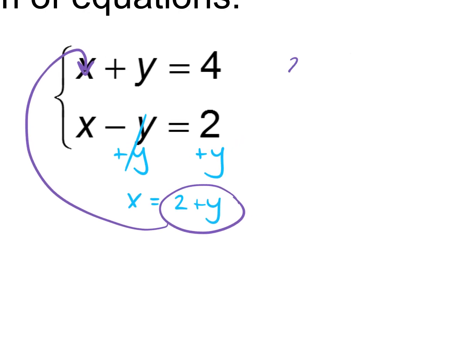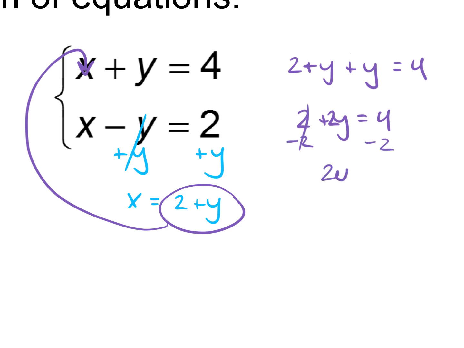So here we have 2 plus y is equal to 4. I thought that you multiply with. So 2 plus 2y is equal to 4. What would we do next to solve? Subtract 2. 2y is equal to 2. Lastly, divide by 2, so y is equal to 1.